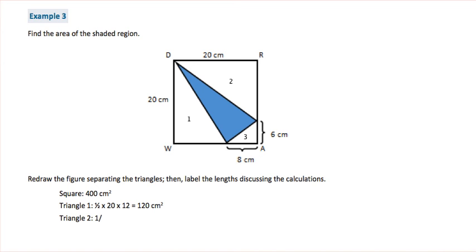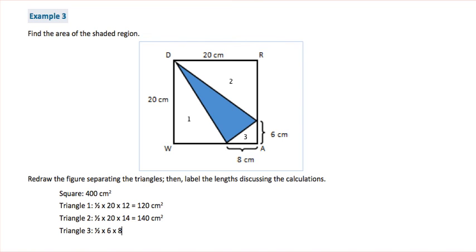Triangle 2, it's this one up here. It has a base of 20, and its height, again, is something that we'll have to calculate. This side also is 20, and the bottom part is 6, so 20 minus 6 is 14. And 1/2 times 20 times 14 is 140 square centimeters. And then finally, triangle 3 will be 1/2 times, and they gave us both measurements, 6 times 8, which is 24 square centimeters.